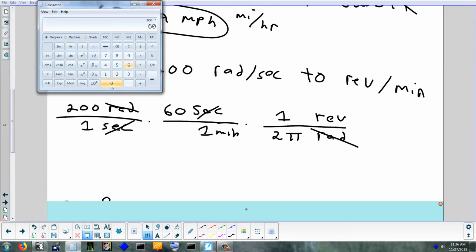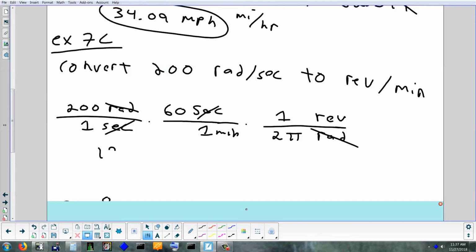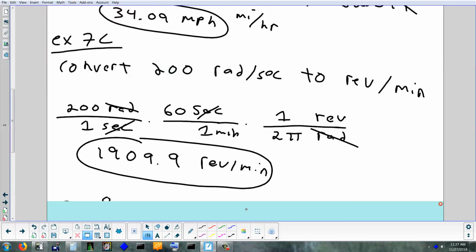So let's multiply it out and see what we get. 200 times 60 divided by 2 divided by pi. So it's 1,909.9 revolutions per minute, which again you could write as RPMs, or you could put revolutions per minute. Any questions on that?